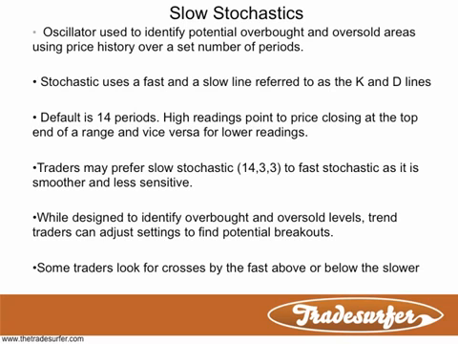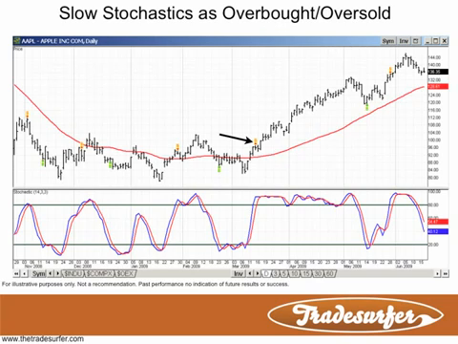High readings point to a closing price at the top end of the range and vice versa for lower readings. And while it's designed to identify overbought and oversold levels, as I mentioned, trend traders can use this by adjusting the settings to find potential breakouts. And some traders do look for crosses by the fast above or below the slower lines.